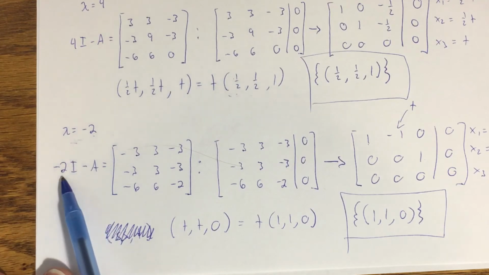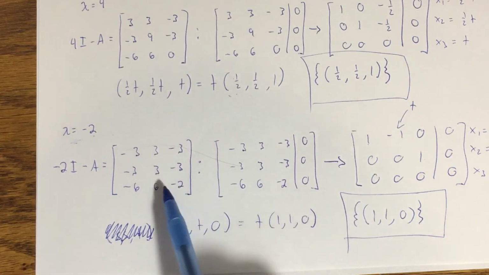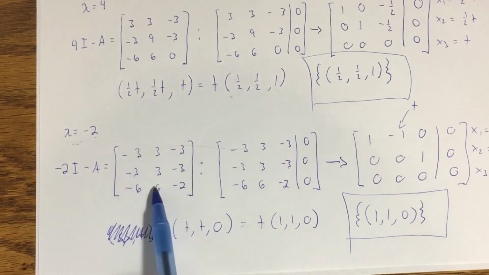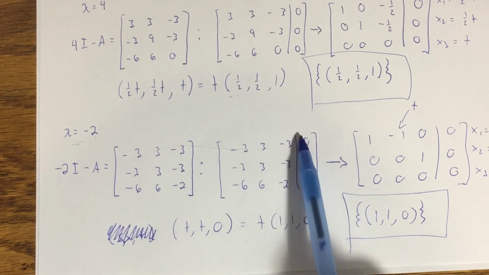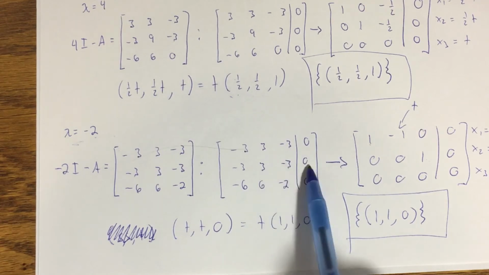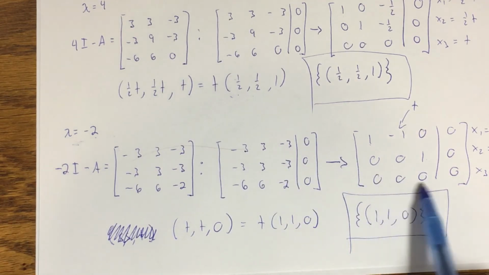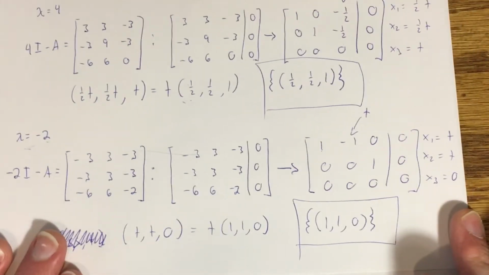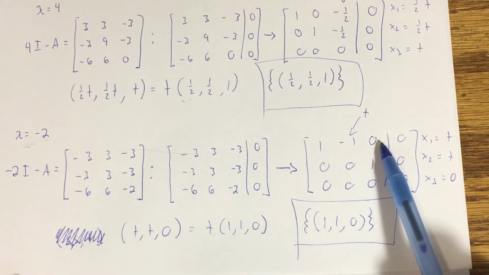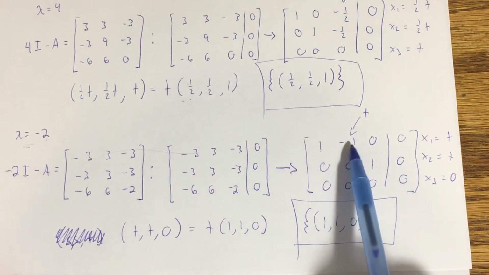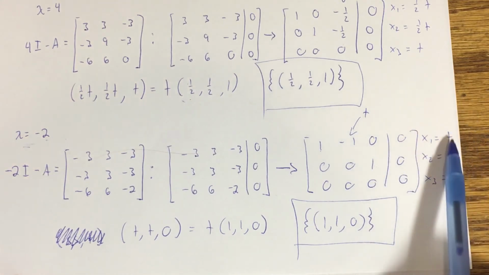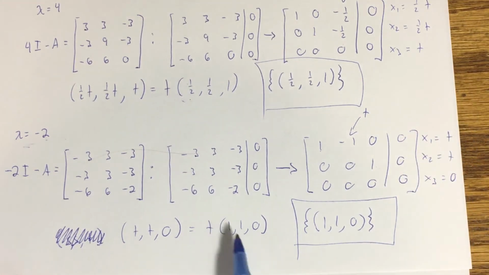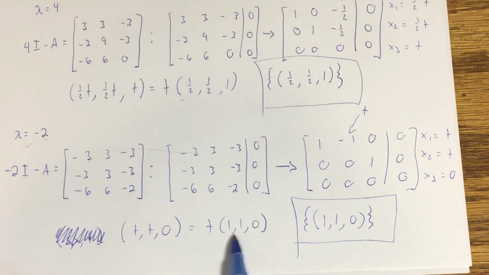I plugged -2 back into that matrix that I showed you on the previous page, which gave me this. Then I created a homogeneous linear system out of this by creating this augmented matrix, row reduced, and got this. Again, a row of zeros as expected, which means you're going to have at least one parameter. In this case, we have a free variable here, so I assign a parameter to that. My solution set looks like t times the vector (1, 1, 0). That single vector right there is tossed into a set, and that becomes the basis for this eigenspace.